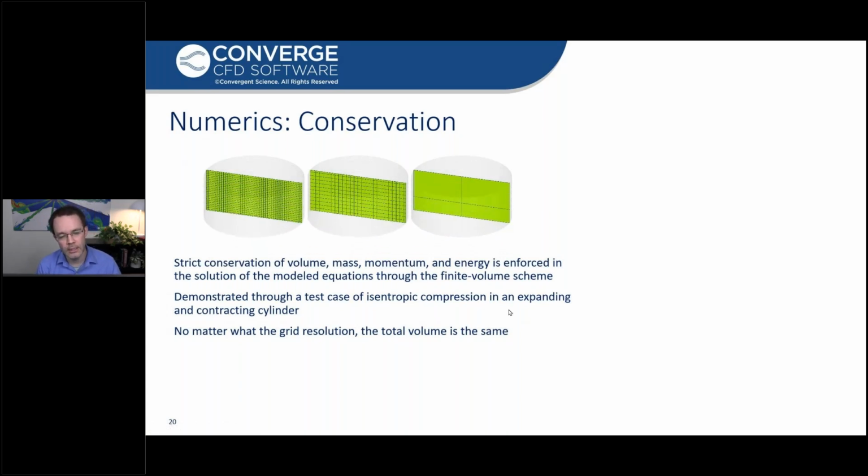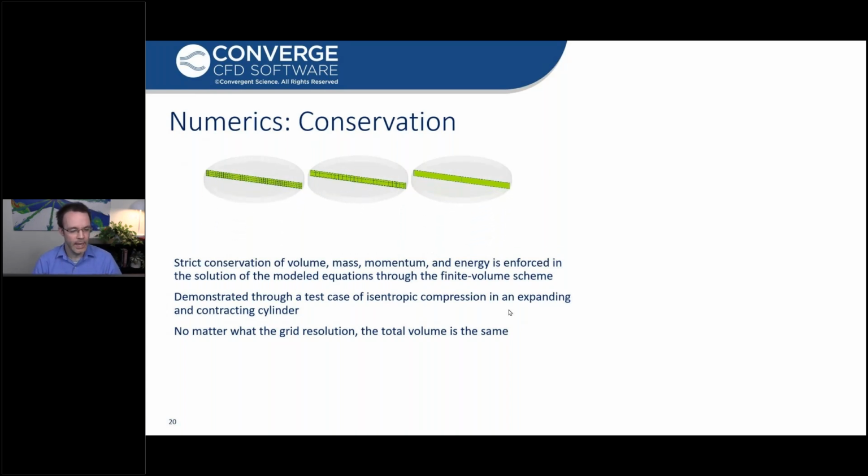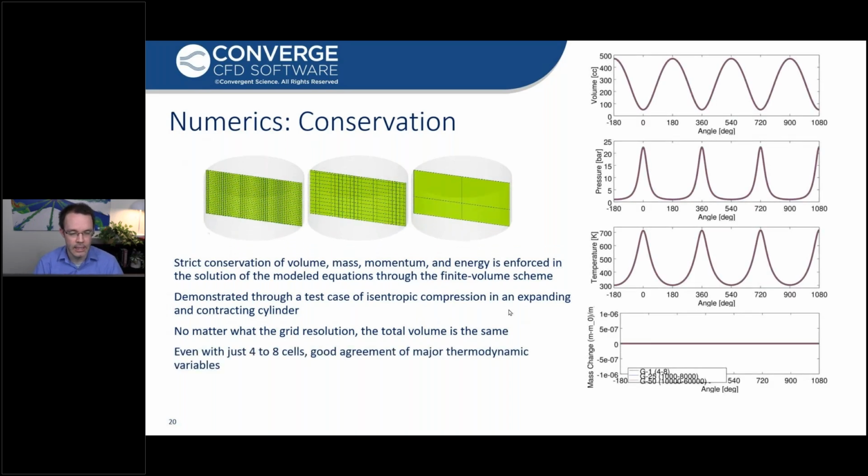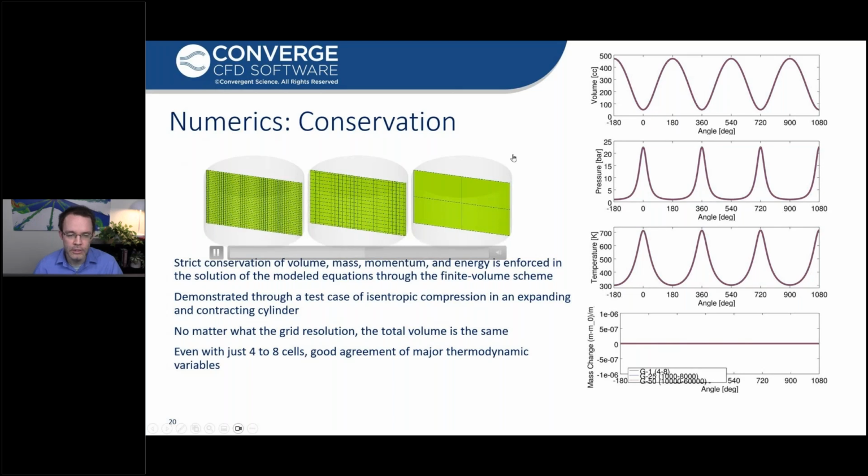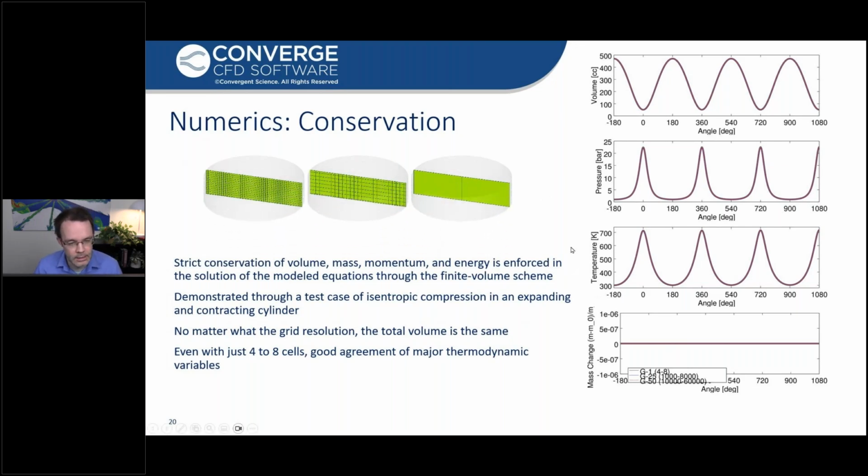In Converge, regardless of your mesh resolution, you'll perfectly conserve the volume, the mass, momentum, and the energy. No matter what your grid resolution is, the total volume and the total swept volume of all the cells is exactly the same. So even with a grid of two cells across the diameter, we can get a very accurate description of the total volume, the pressure, and temperature in a positive displacement compression process. In fact, we can even see that there is, to machine precision, no mass change in the domain as the mesh is coarsened to an extreme level with just eight cells at a maximum in the domain.